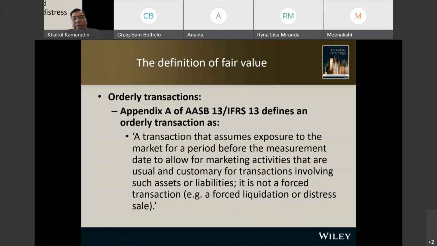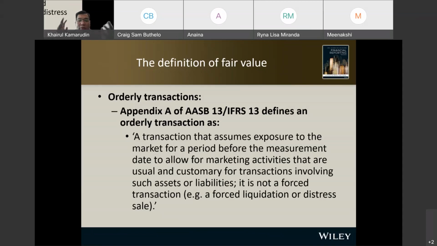Orderly transaction means a transaction that assumes exposure to the market for a period before the measurement date, to allow for marketing activities that are usual and customary for transactions involving such asset or liability. It is not a forced transaction. Forced transaction, for example in bankruptcy or liquidation, is what we call forced selling. Forced selling means you don't have enough time to find the buyer.